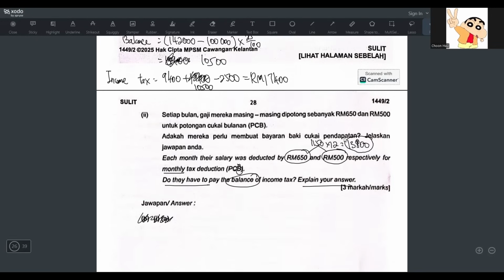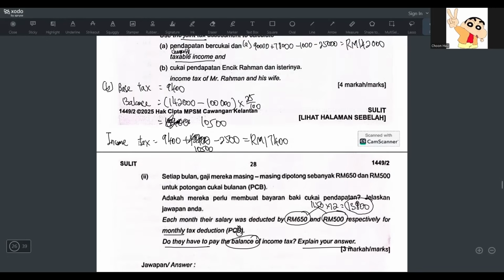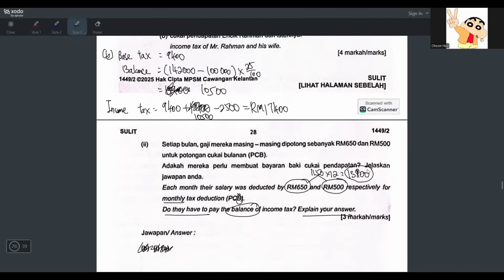So I'll teach you how I remember it. This is how I tell my students. You know how you get the income tax: you minus with rebate, right? So this is the value that you minus with rebate. I want you to treat the PCB like a rebate. It's not a rebate, but you treat it like a discount, because it's called potongan cukai bulanan. So it's like potongan, like a discount also, right? So now you take your income tax and minus the discount.